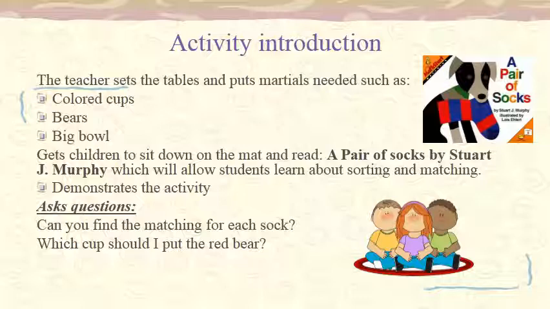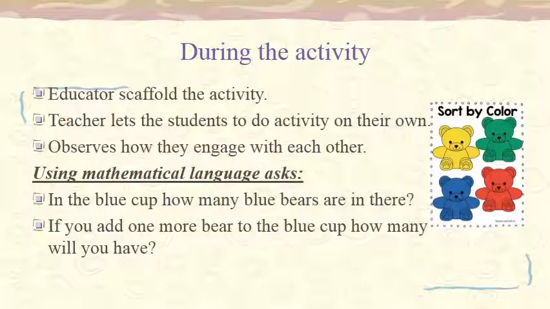Before the lesson starts, the teacher will read A Pair of Socks by Stuart J. Murphy. Then show the children how to do the activity by sorting and counting, putting the bears in a cup. Also ask questions like, which cup should I put the red bear? During the activity, the educator observes how they are engaged with each other. After, the teacher steps in scaffolding the activity by asking questions using mathematical language. For example, in the blue cup, how many blue bears are there? If you add one more bear to the blue cup, how many would you have?